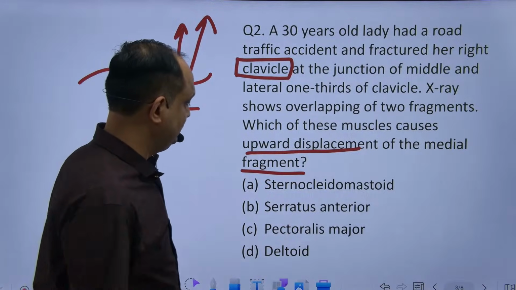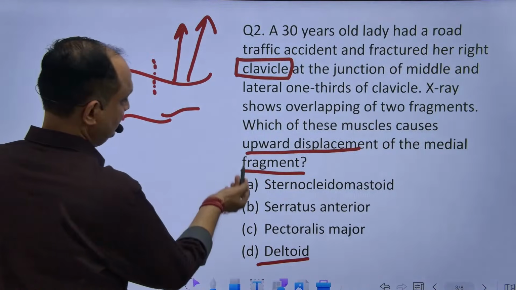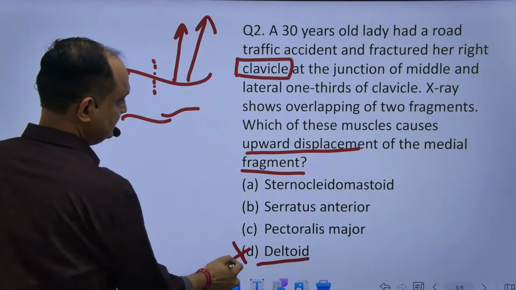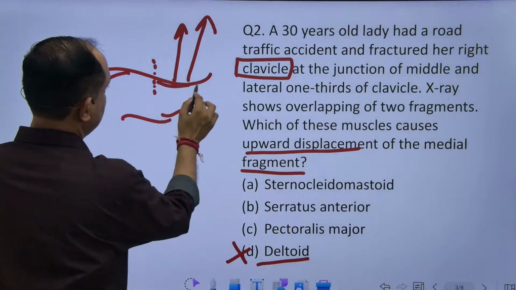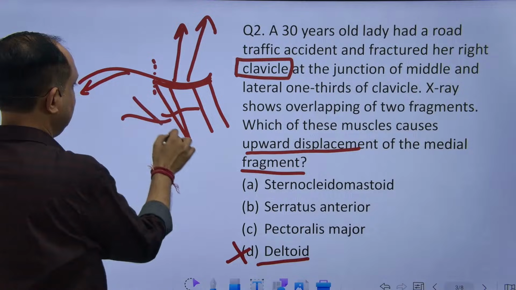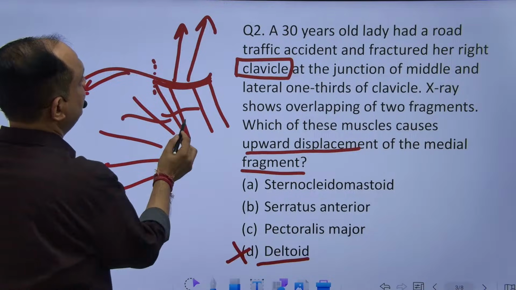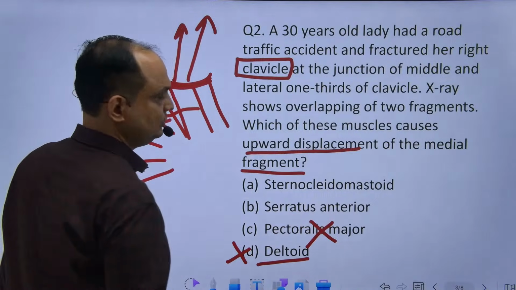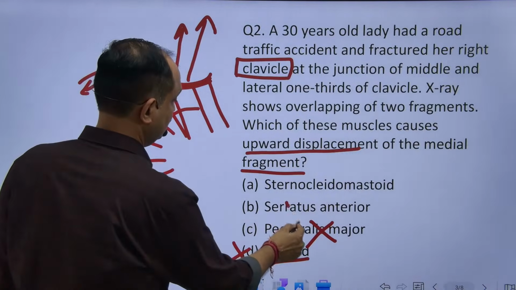Now when you see the deltoid, if you go from below upward, deltoid is attached on the lateral side, so it should not be the answer. Pectoralis major is attached on the anterior border, but it has an attachment like this. It cannot pull in an upward direction, so it is not the answer. Serratus anterior has nothing to do with the clavicle, so it should not be the answer.